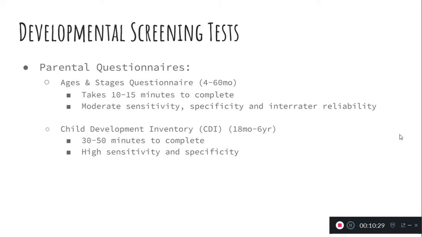Now, parental questionnaires. So these are nice because the parents can fill them out in the waiting room ahead of time. So Ages and Stages is a pretty common one. It has 4 to 60 months, takes about 10 to 15 minutes for the parent to complete. The CDI, or Child Development Inventory, is for older kids, so 18 months to 6 years, and takes a very long time at 30 to 50 minutes.